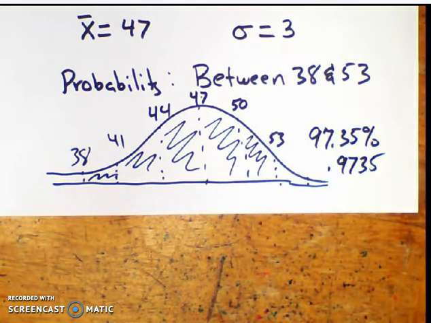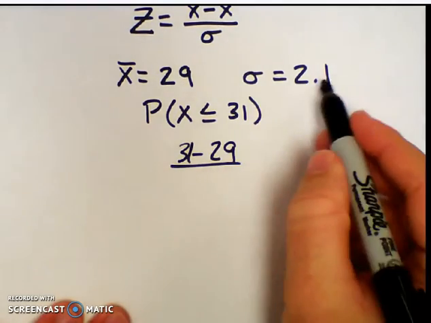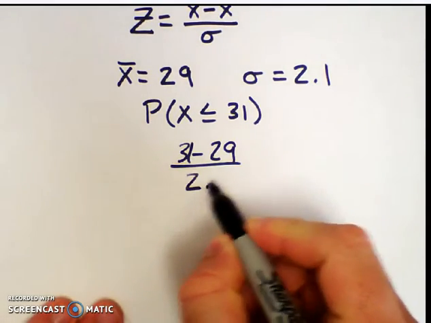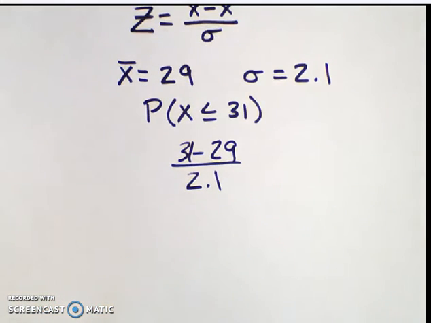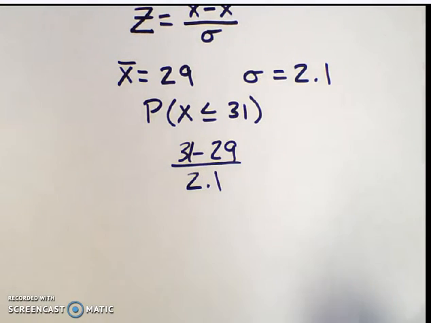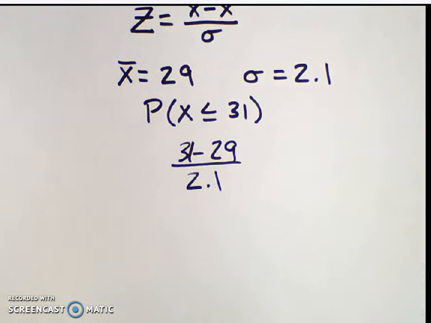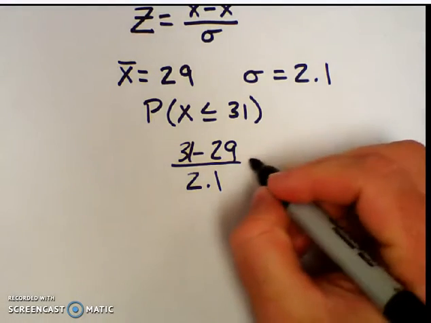Okay? So find the z-score, 31 minus 29, and then divide it by the standard deviation of 2.1. Now you have to make sure you put this in the calculator correctly. If you don't put parentheses around the top, you'll get a wrong answer. But I usually just do the top first. 31 minus 29 is 2.